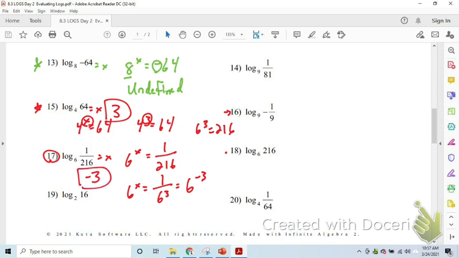Now, last but not least, on number 19, if I set this equal to x, this would be 2 to the x is equal to 16. I know that's the same thing as 2 to the fourth, so what you should get here is just a 4.